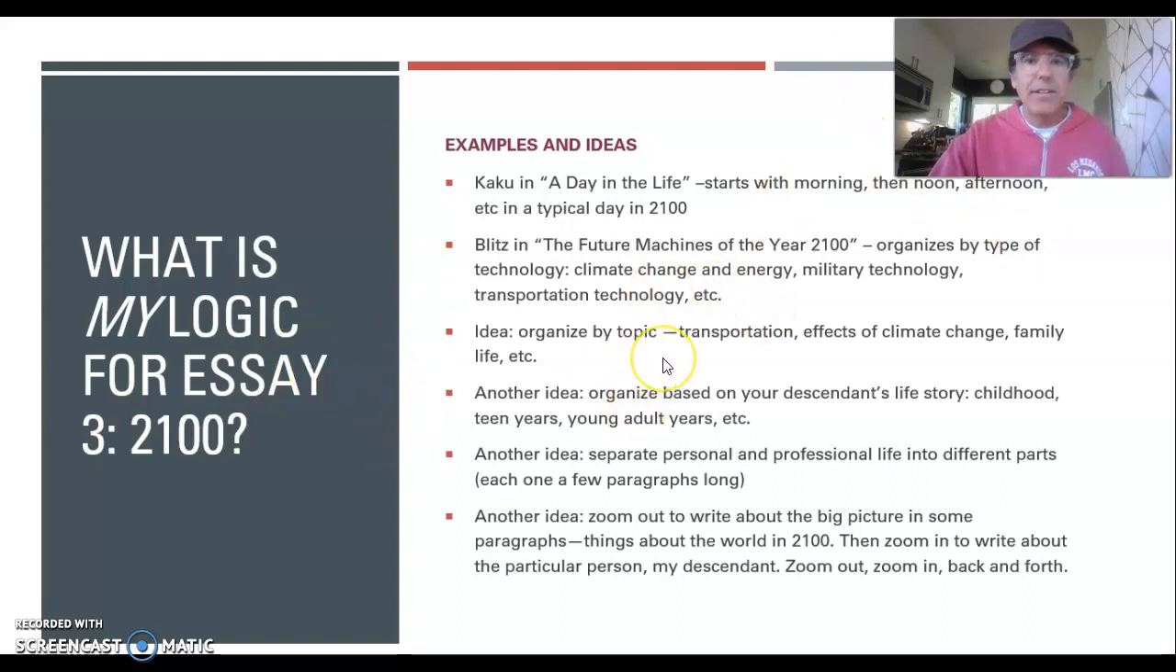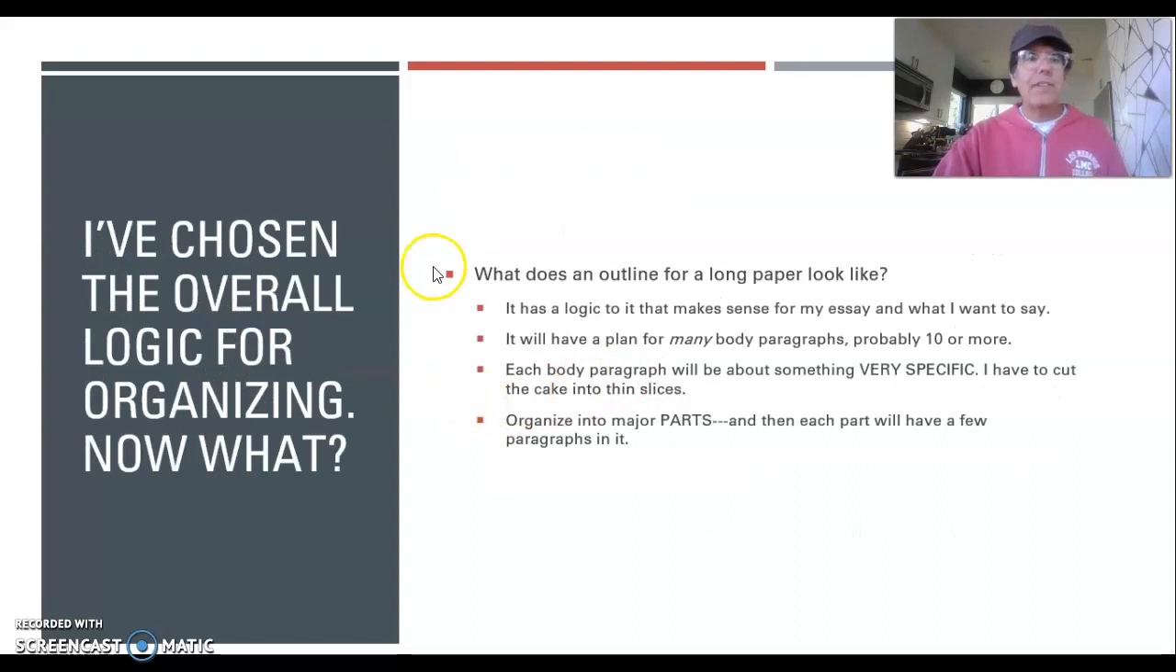Okay, next. I've chosen the overall logic for organizing. Now what? So once you've decided on your overall setup, then how do I make an outline? How do I organize a long paper? What does an outline for a long paper look like? So here's a few things. One is it has a logic to it that makes sense for my essay, for what I want to say. So again, it's unique to you, and you've figured out your logic. It will have a plan for many body paragraphs, probably 10 or more.